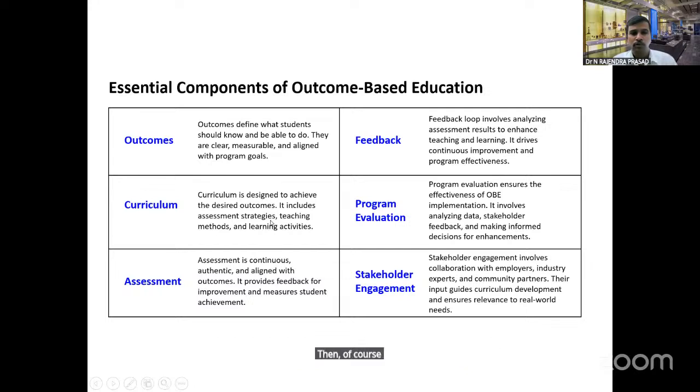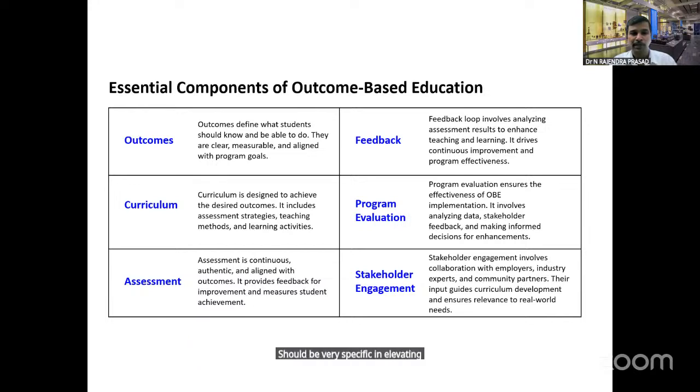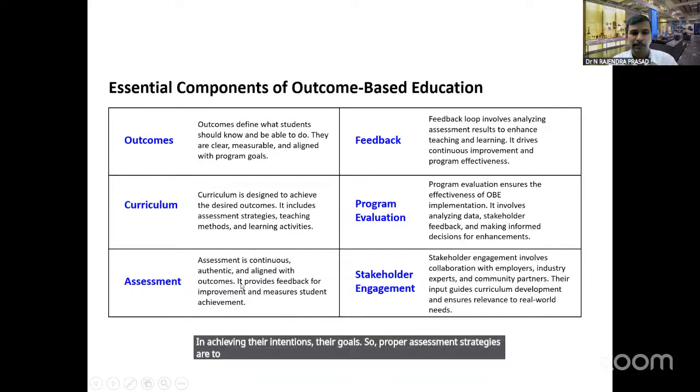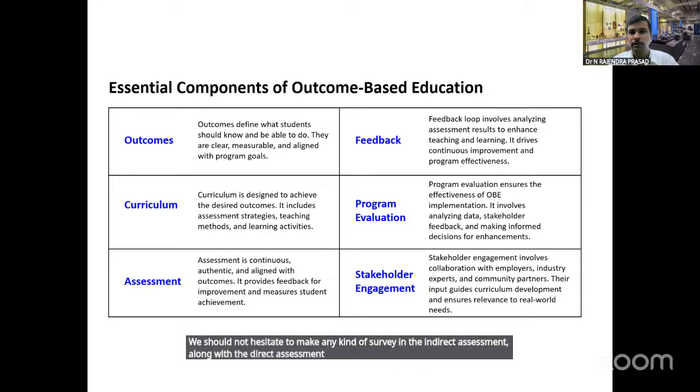Then, of course, the curriculum which has been prescribed for the program should be designed in such a way that it is very specific in elevating the student competency or inculcating the student skills in achieving their intentions, their goals. So proper assessment strategies are to be adopted, including indirect assessment. We should not hesitate to make any kind of survey in the indirect assessment. Along with the direct assessment, indirect assessment will be giving you a transparent view of performance of the student.